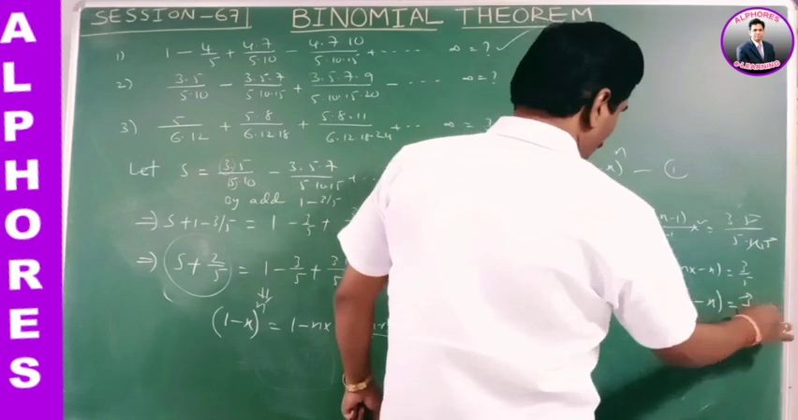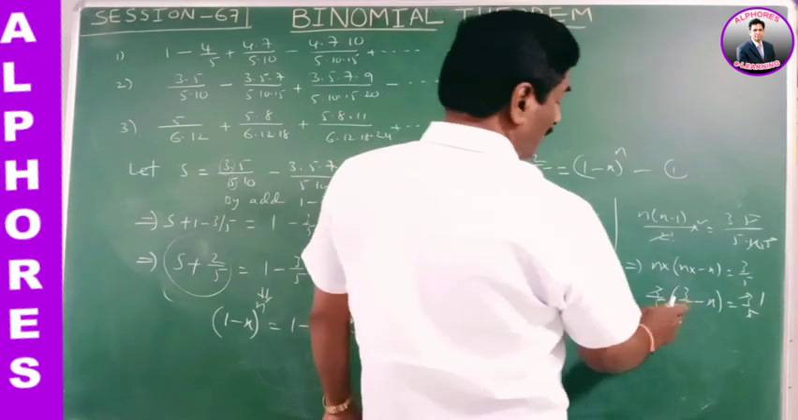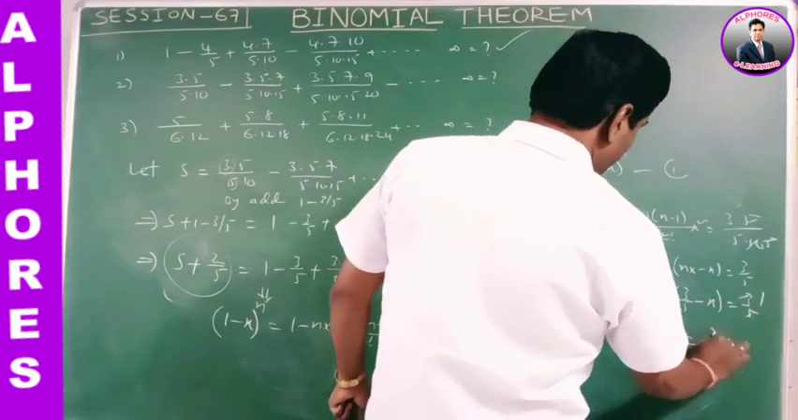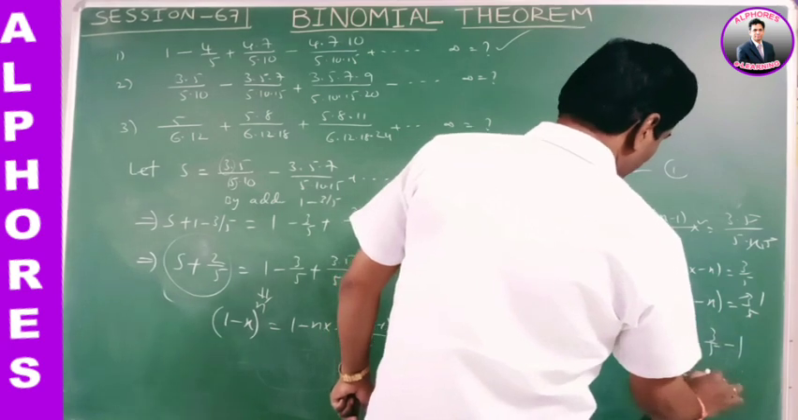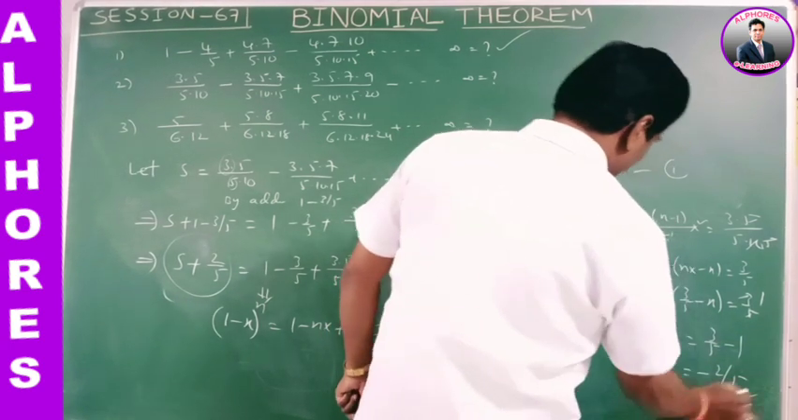Here 3, 5, 1 time cancel. Okay, 3 by 5 minus x is equal to 1. What is the value of x? 3 by 5 minus 1, that means minus 2 by 5. It is the value of x.